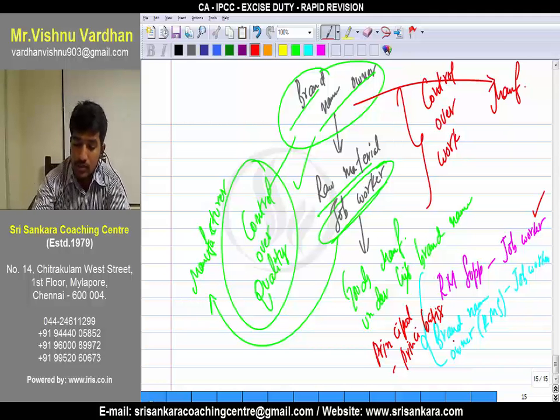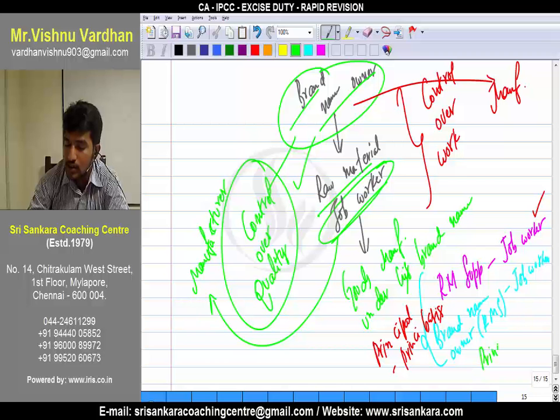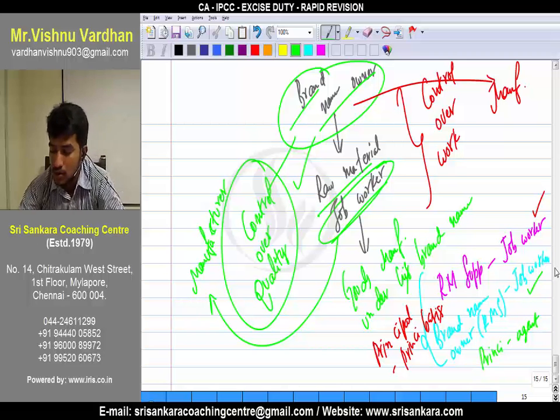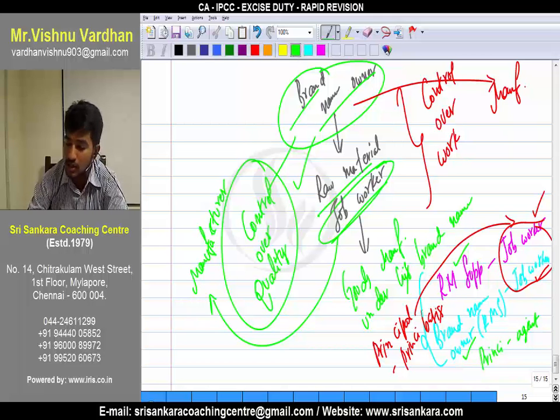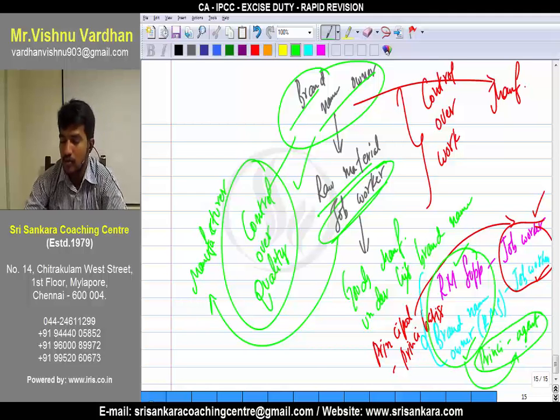If it is principal to agent, then the brand name owner or raw material supplier will be called what? Manufacturer. If it is on a principal to principal basis, the job worker will be called the manufacturer. Okay, if it is on a principal to agent basis, then the raw material supplier or brand name owner will be called the manufacturer. Clear?